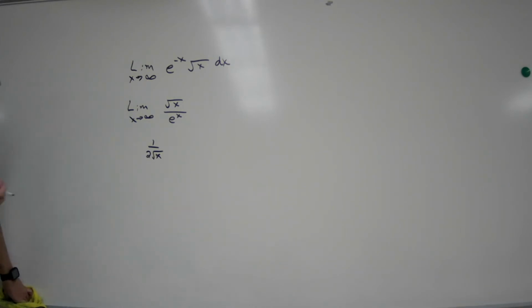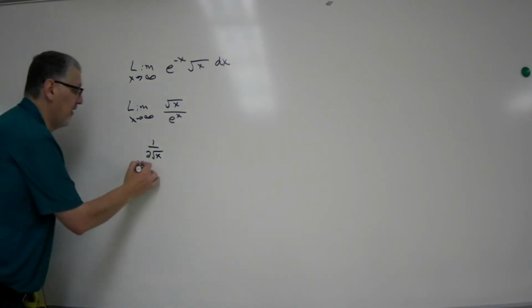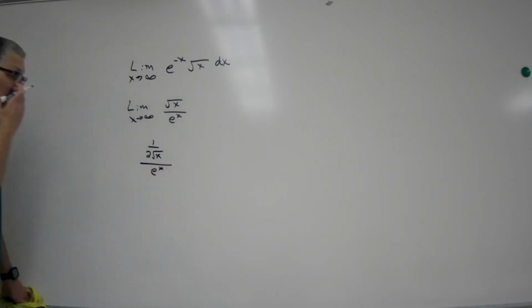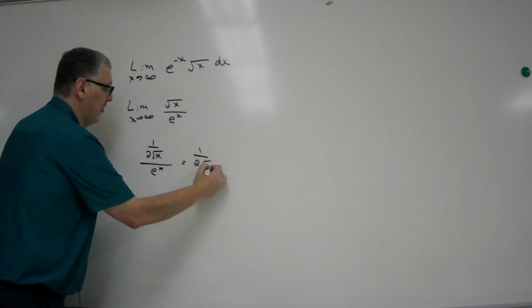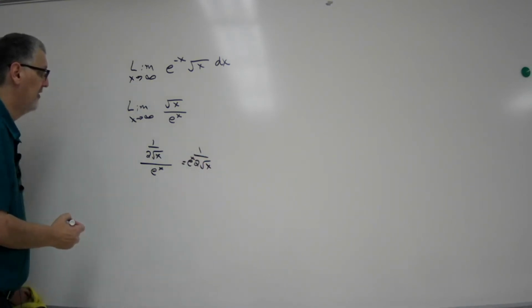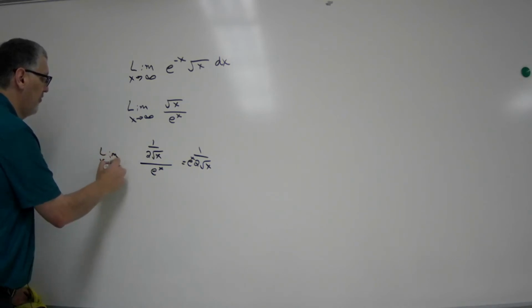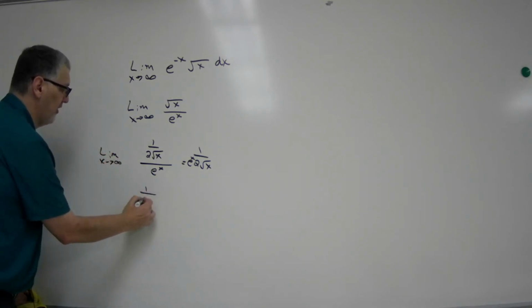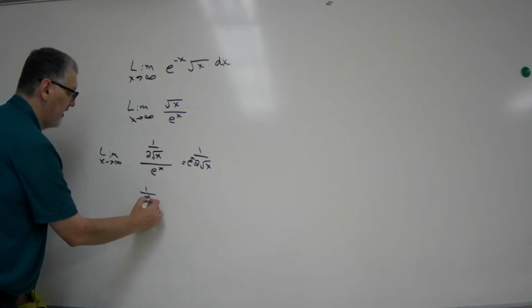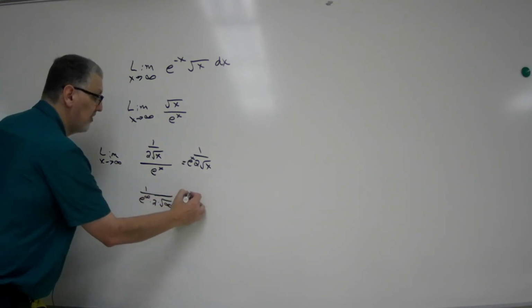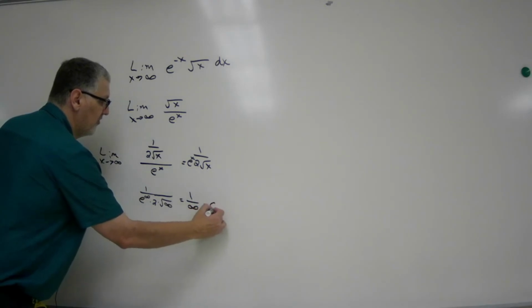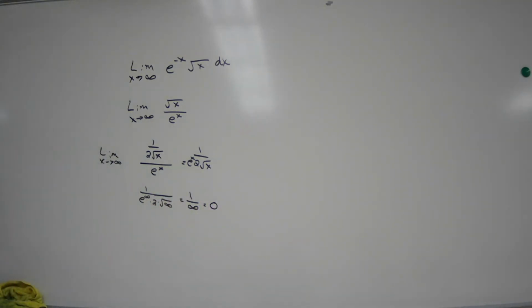And then what's the derivative of e to the x? e to the x. So this turns into 1 over 2 square root x over e to the x. Don't forget we still have the limit as x approaches infinity. So I have 1 over e to the infinity times 2 times the square root of infinity. Basically we got 1 over infinity, which is 0. Yeah, 1 over infinity is 0.